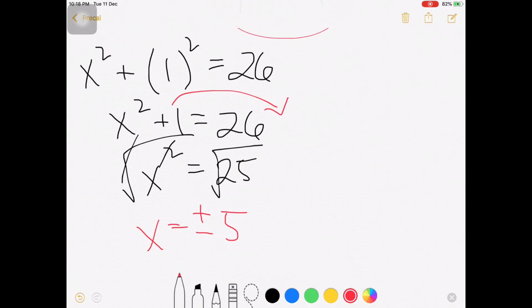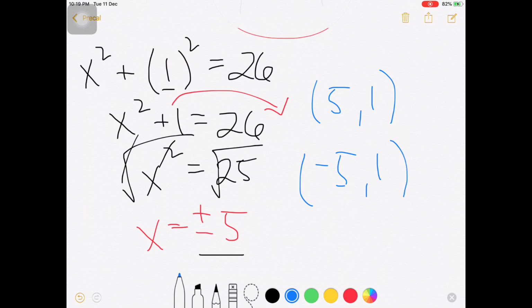So now we have our x value, we also have our y value. So then we can have points. So in this case, we have two x values and then one y value. So we have 2 points. So the points are, first is 5, 1. Next is negative 5, 1. So we have our 2 points already.